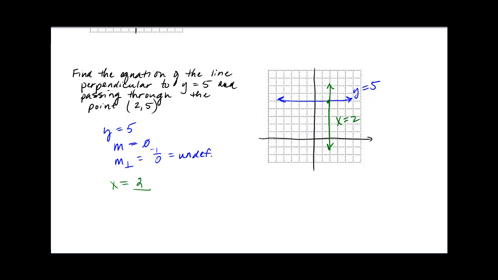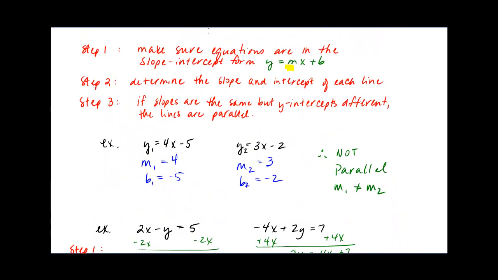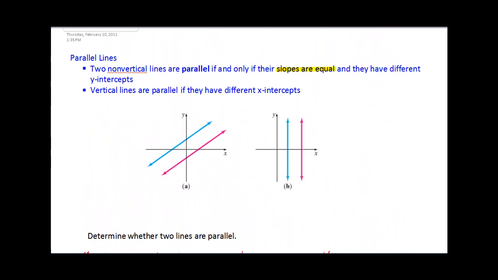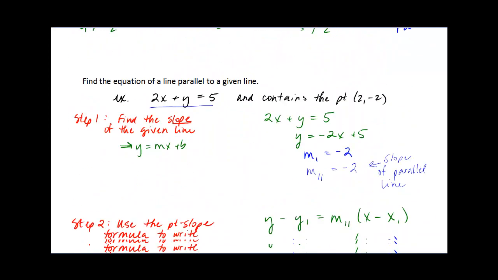Okay, so the keys to this section on parallel and perpendicular lines, I'm going to scroll up here and make your eyeballs cross for just a second. Okay, parallel lines, their slopes are equal. Very important, that's the key. Their slopes are equal. Always put your equations in the slope-intercept form so you can evaluate the slopes.